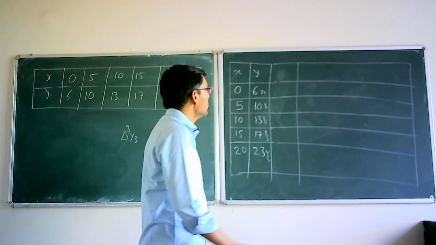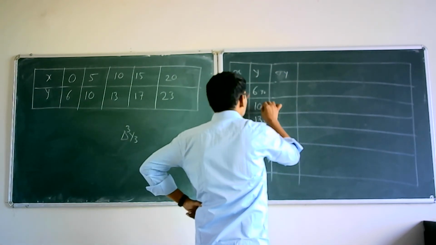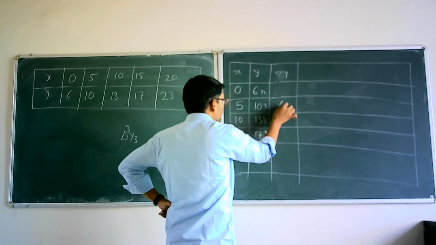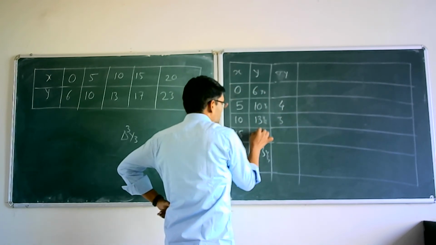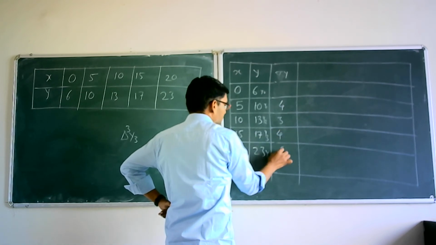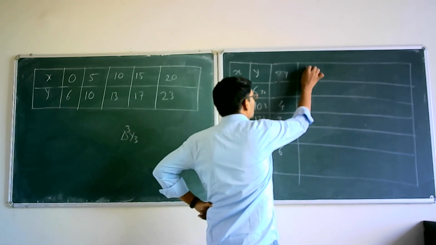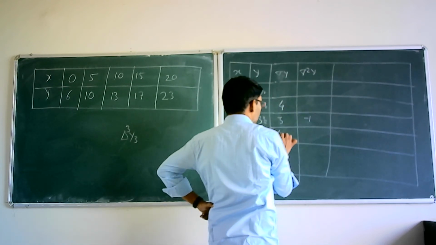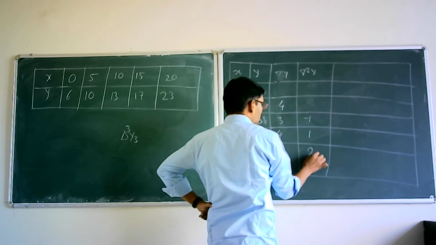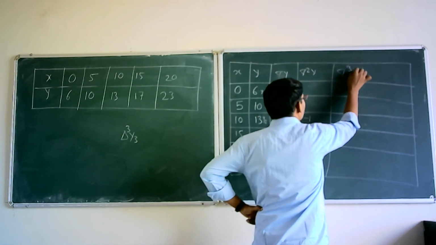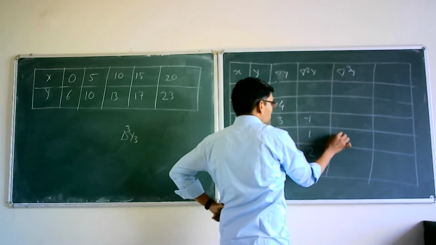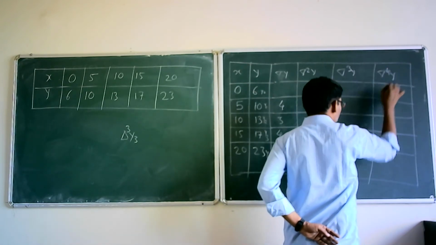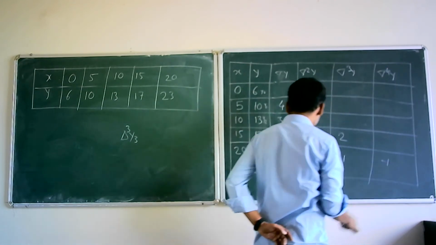Backward difference table. So del y1 we can find, but we cannot find the value for y0. Del y1 is 10 minus 6 is 4, 13 minus 10 is 3, 17 minus 13 is 4, 23 minus 17 is 6. Del square y: 3 minus 4 is minus 1, 4 minus 3 is 1, 6 minus 4 is 2. Del cube y is 1 minus minus 1 is 2, 2 minus 1 is 1, and del 4 y is 1 minus 2 is minus 1.